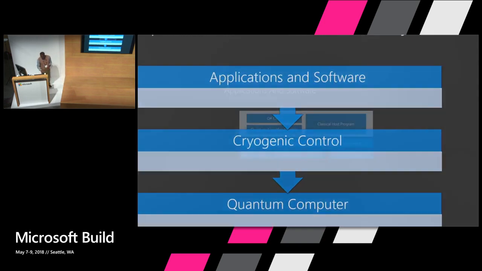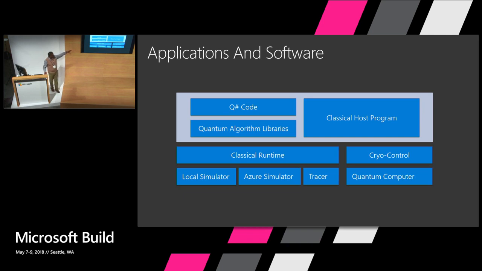So logically speaking, you write your host program in whichever language you want. C# is a fine choice. So is F#, right? Or even Python. Then you can write the stuff that you want to be actually executed in a quantum context. You write that in Q#. And you make use of the algorithm libraries that are available, and I'll show you how you can get access to those as well. And then against the classical runtime, you can actually run it against the local simulator, exactly as I mentioned to you.